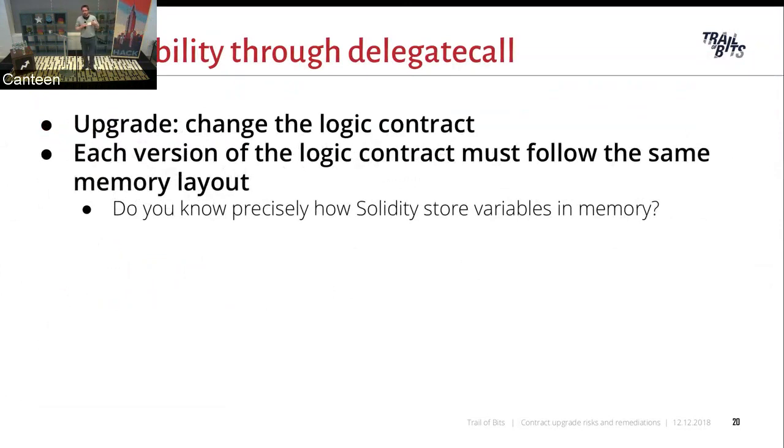But the issue is that you need to be really careful that this new version of the logic contract follows the exact same memory layout as the previous version, right? Now you can ask yourself, how does Solidity store the state variables in memory? How many of you are really familiar and really confident, 100% sure how it works? The short answer is Solidity will take the variables by order of declaration: the first variable will take the first slot, the second variable will take the second slot, and so on. The long answer is that it's a bit more complex.